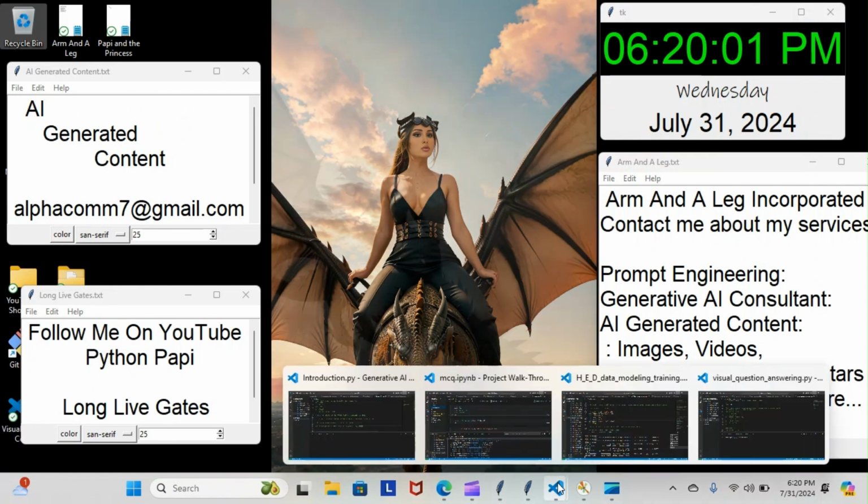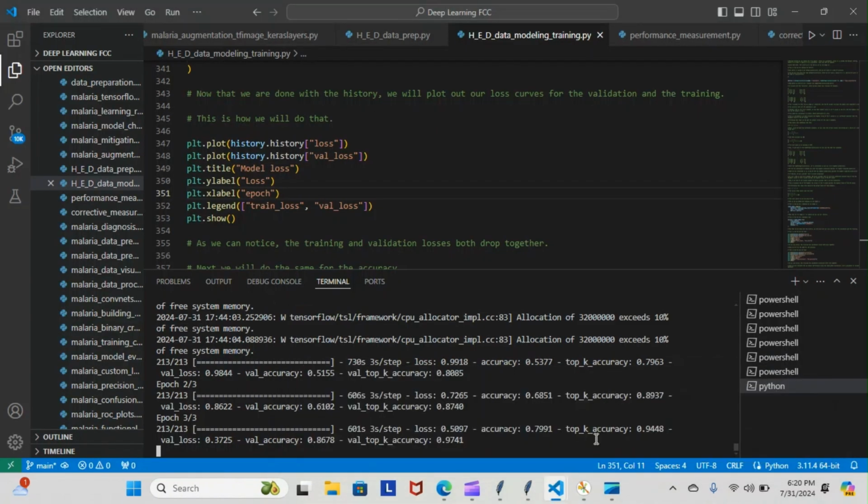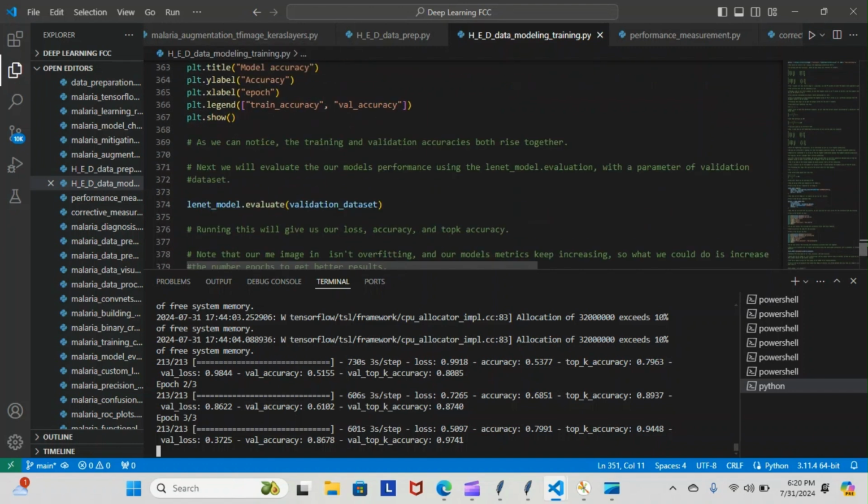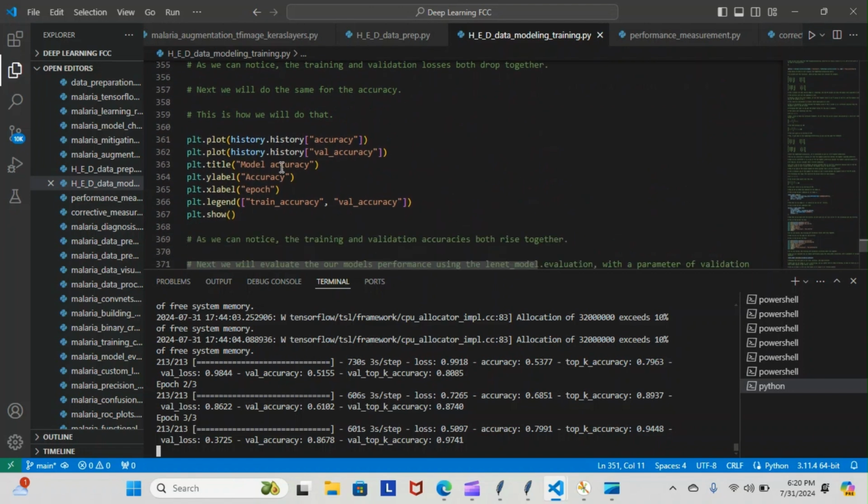Yesterday, we went over the process of compiling our model and actually training it. And today, we set up our plots. As you can see here, we have our plt.plot. So this is how we set up our plots for our loss. And then we did the same exact thing for our accuracy, which is right underneath it right here. And then we ran it.